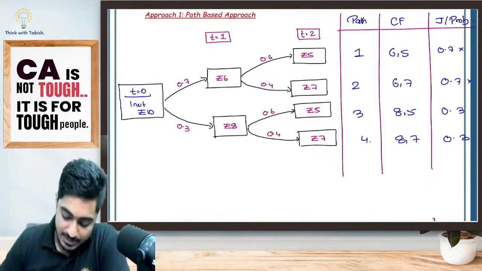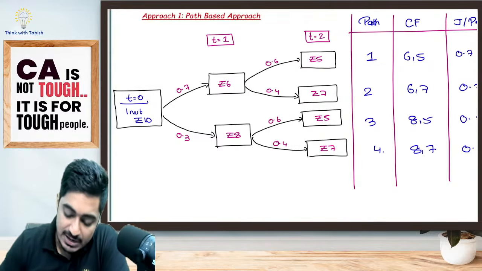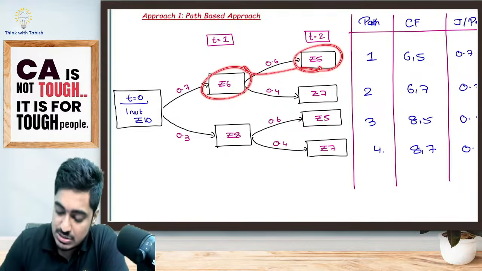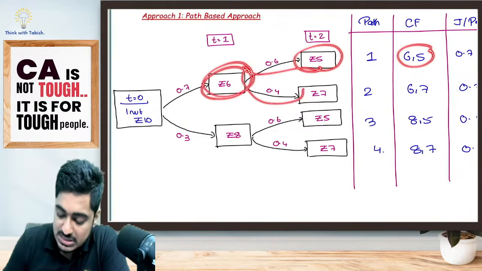I will tell what all can happen. Pay attention. It could be possible that I will get a cash flow of 6 rupees and 5 rupees. Yes or no? Or I can get 6 rupees and 7 rupees.